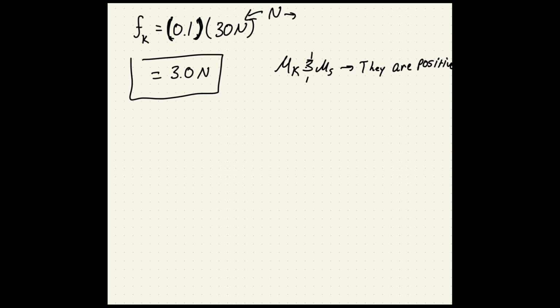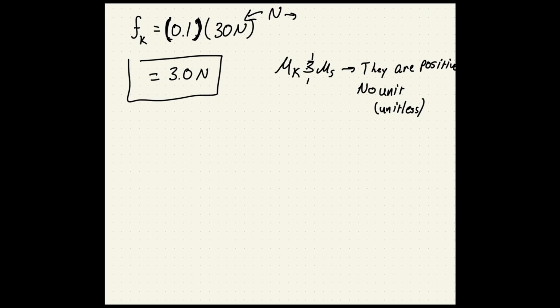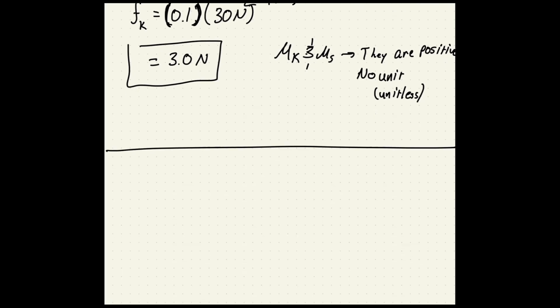Sorry, they are positive and they have no units, or what we call unitless. All right, so there's our friction force. We calculated it, 3 newtons. Everybody's good. We're done. This doesn't tell us about the direction. Again, direction comes from free body diagrams and from careful analysis of the physical situation. That is a future conversation we'll have.